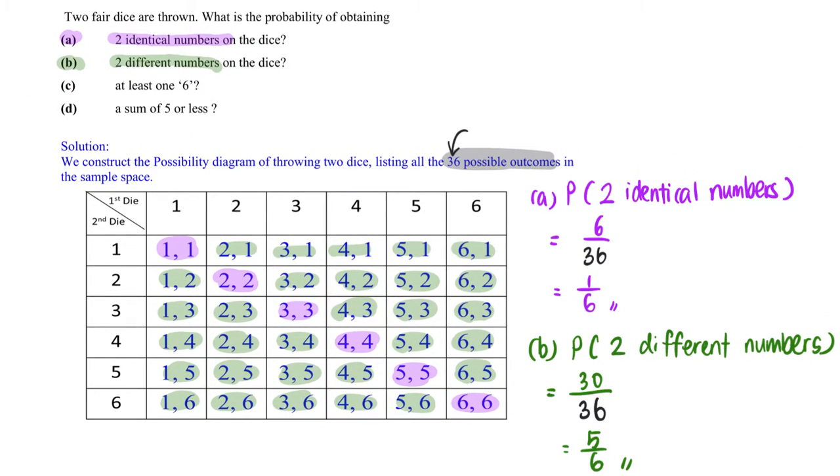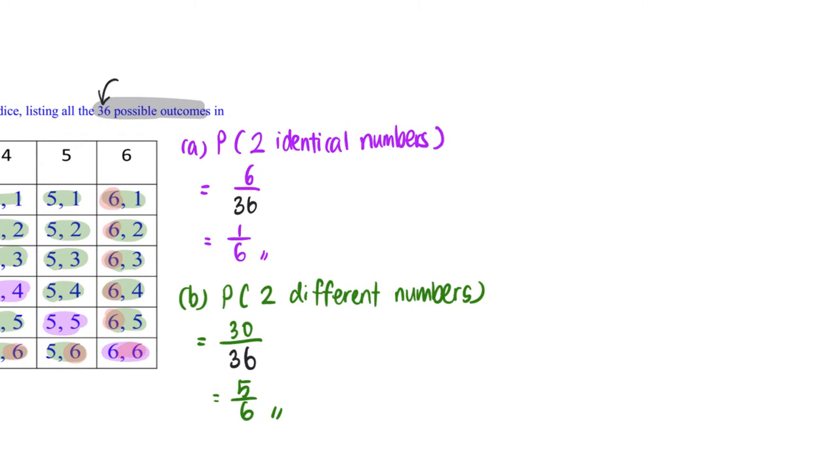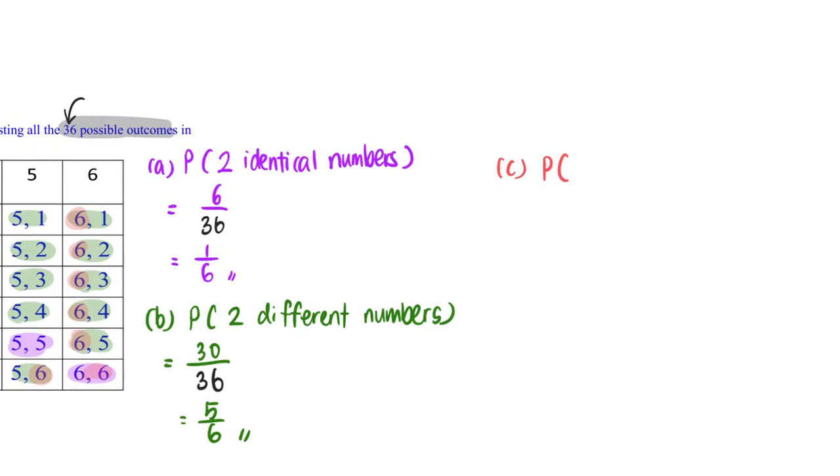Part C, that one number is at least 1/6. So I will have 1, 2, 3, 4, 5, 6, 7, 8, 9, 10, 11. That means the answer for part C, the probability of getting at least a 6, is 11 out of the total number of outcomes, 36, and this is the simplest form.